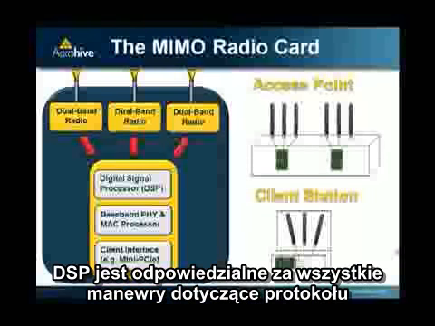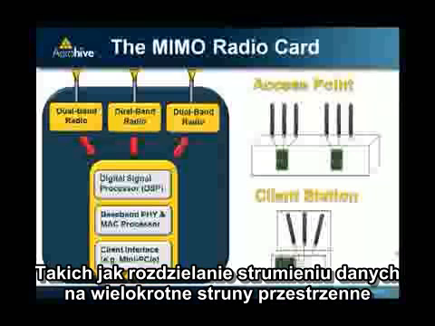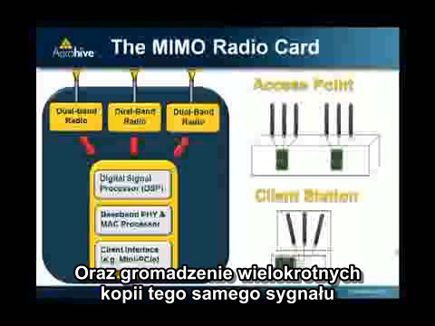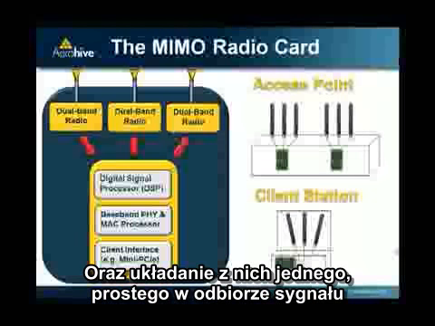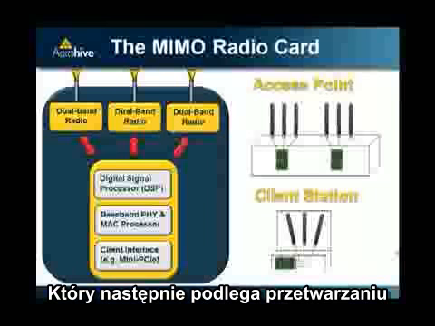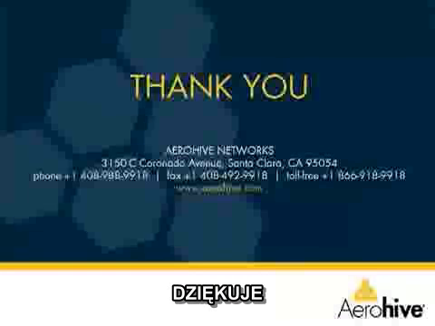The DSP is responsible for performing all types of tricky protocol maneuvers, such as splitting a data stream into multiple spatial streams and collecting multiple copies of the same signal from the wireless medium and putting them all back together into one easy-to-understand signal for the baseband processor to process.